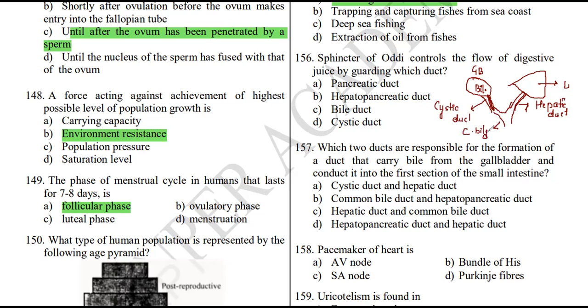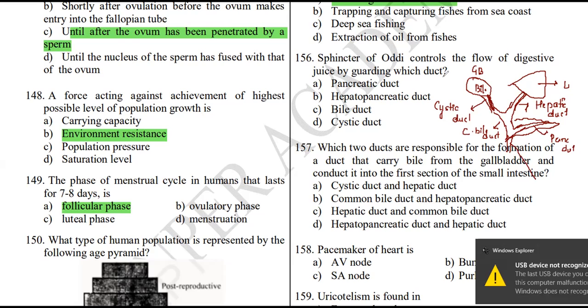Now there's a pancreas present here, and the pancreas also has a duct. This is called the pancreatic duct. Very important. The common bile duct and this pancreatic duct fuse together and make another duct. This duct is called the hepatopancreatic duct.